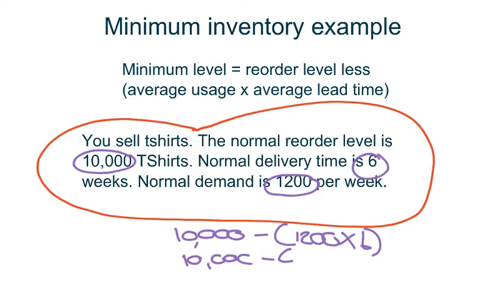If I do that calculation, you will get 7,200, and then the difference between 10,000 and 7,200 is 2,800. So this is the units. This is then the minimum units that I should have in stock to prevent any stock outs.